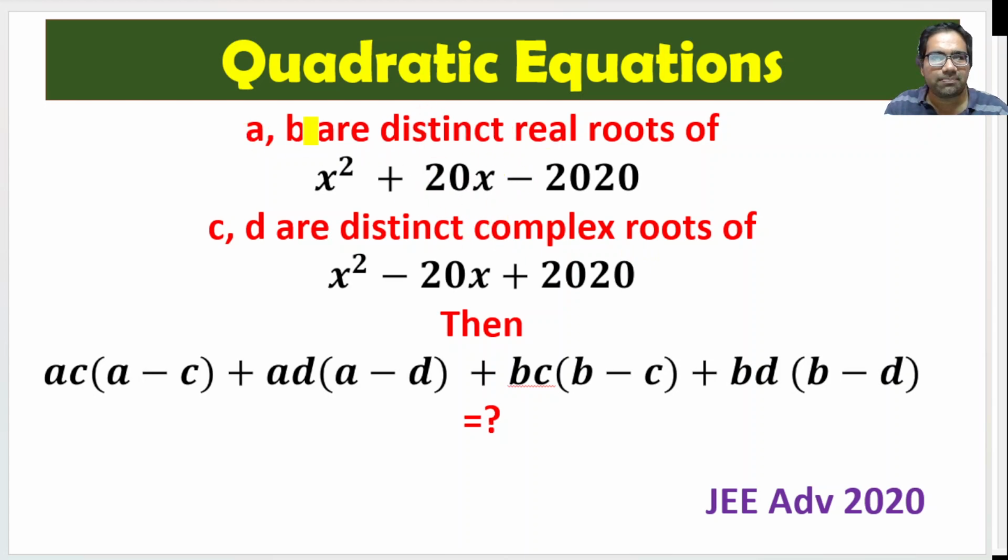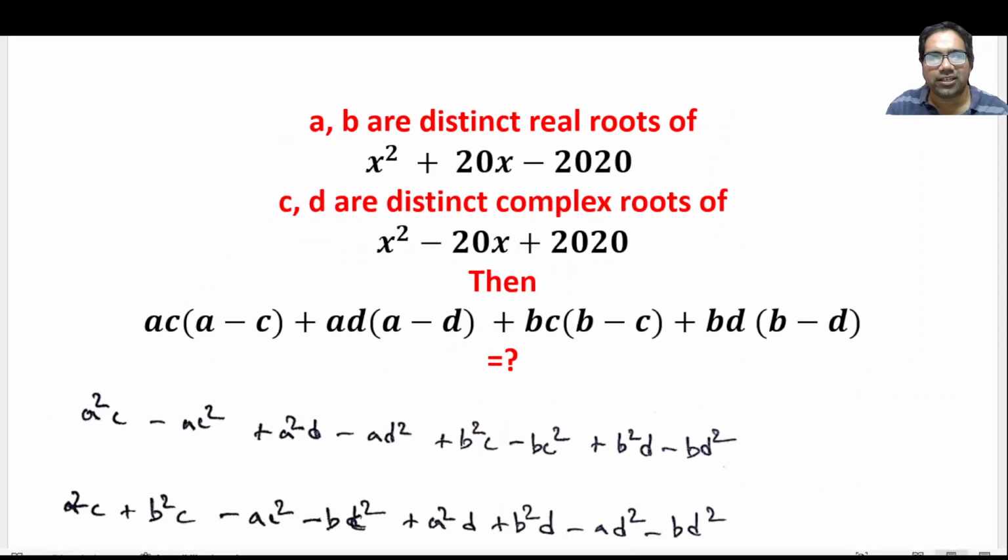We just know what is A plus B. A plus B, the sum of the roots, is minus B by A, minus 20. And AB is C by A, which is minus 2020. And similarly, C plus D also we know, and the product of C and D, that also we know. So let's try to bring this in terms of A plus B or AB or C plus D or CD. Right, guys? Let's try doing that.